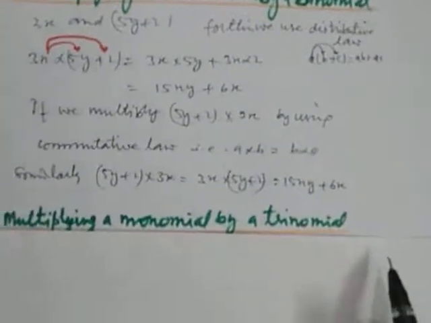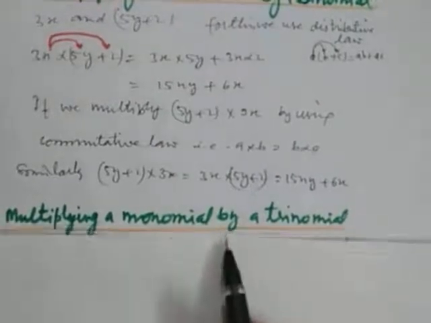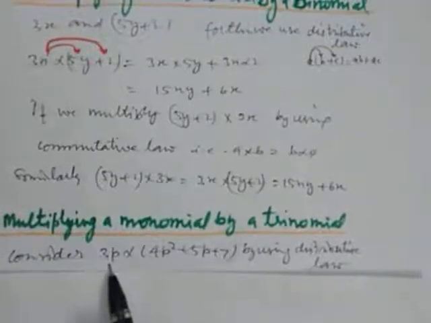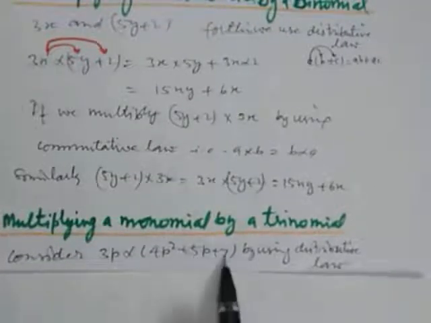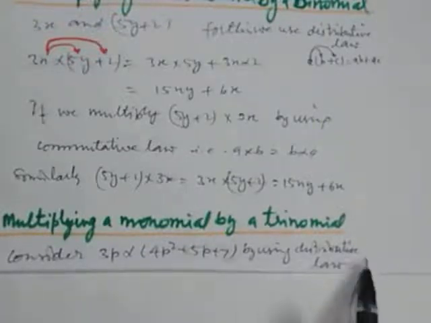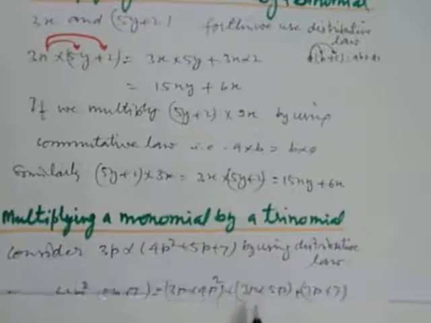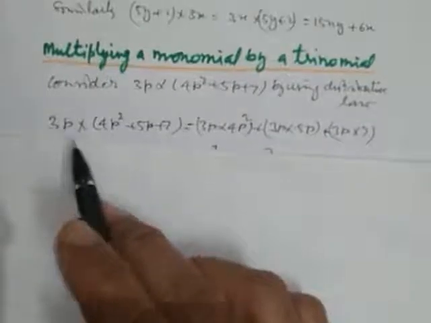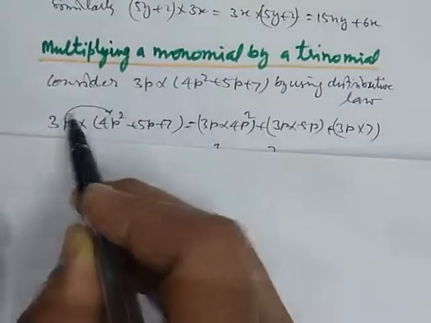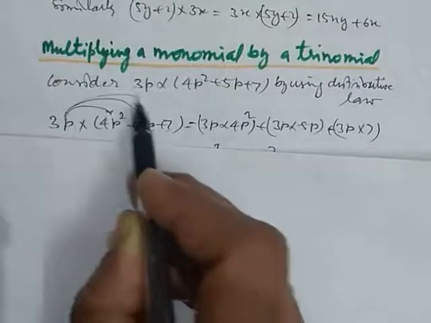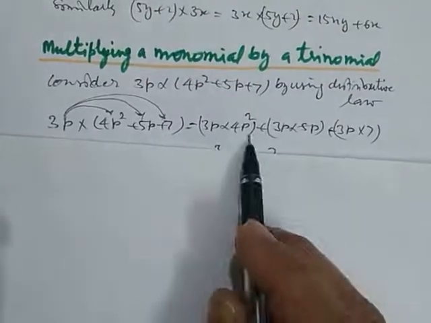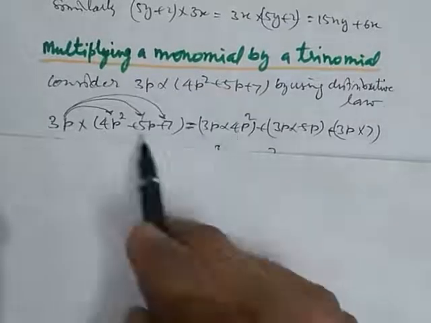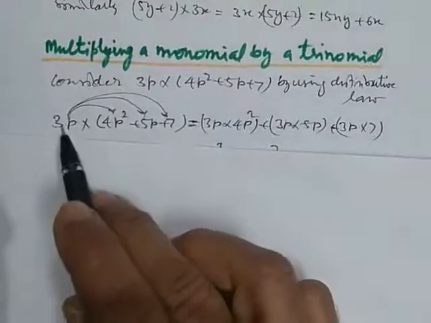Now multiplying a monomial by a trinomial. This is the monomial, single term. This is the trinomial, that is there are three terms. So we use the distributive law as we used before, okay, and perform this. So here this multiplying by this, and this multiplying by this, and this multiplying by this. So multiply and write down here: 3p into 4p square, 3p into 5p, 3p into 7.